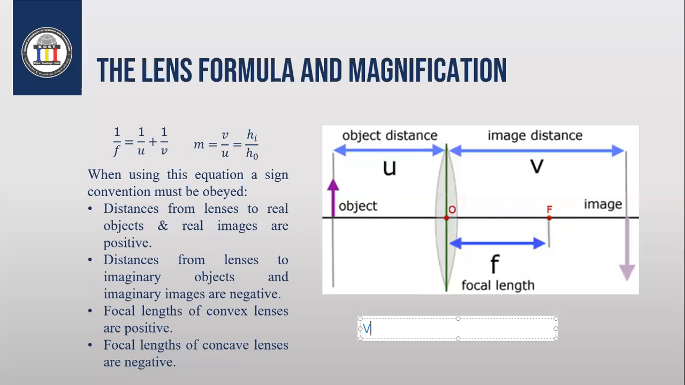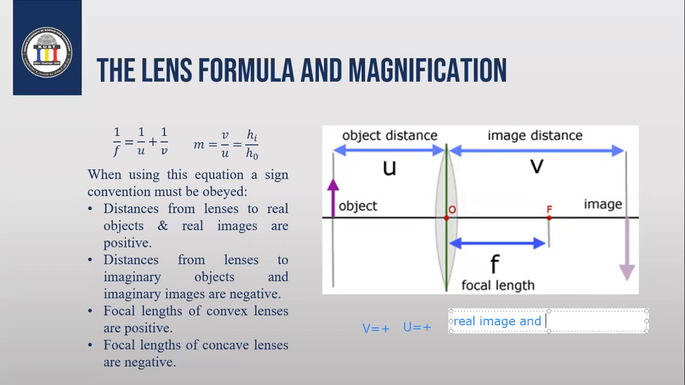First of all, V is positive, U is positive as well, when you have a real image and object. Okay. Again, V is negative. We have just this case. We don't have U negative. V negative means you have a virtual image.